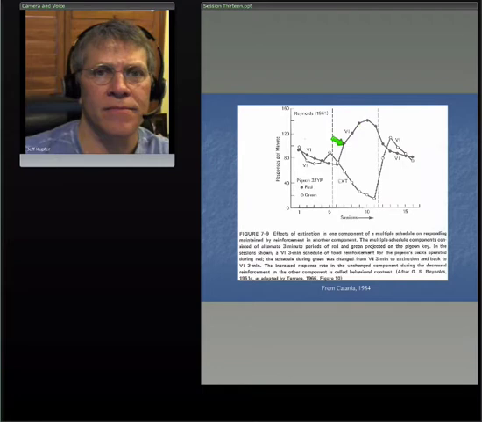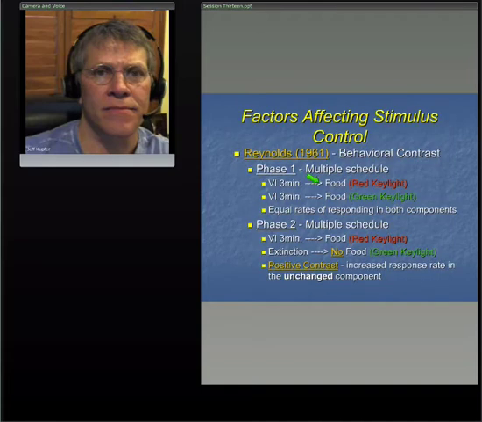They're still stuck with a VI 3 minutes. In other words, the frequency of reinforcement has not changed in this condition over here. Yet you get an increase in the rate of responding anyway. This is called positive behavioral contrast. This happens when we see an increased rate of responding in an unchanged condition.